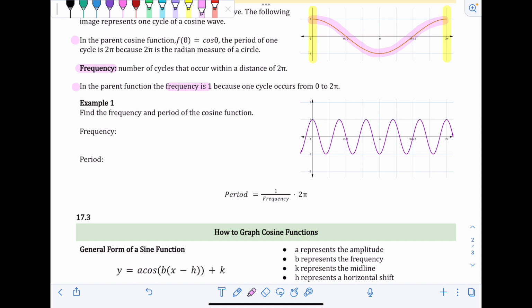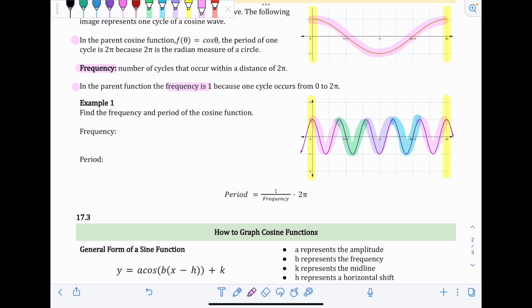So the frequency is the number of cycles that occur within a distance of 2 pi. So if we're starting here at 0, and then we're going to 2 pi, we need to count how many times the wave repeats itself. So it starts at the top, goes down, and then comes back up. That's one cycle, goes down and then comes back up. That's a second cycle, goes down, comes back up a third cycle, goes down, comes back up a fourth cycle, and then goes down and comes back up a fifth cycle.